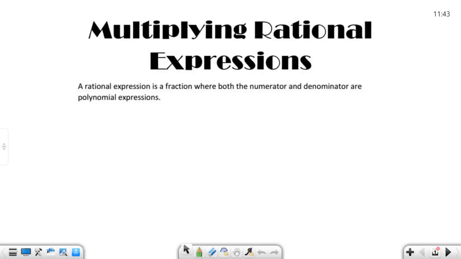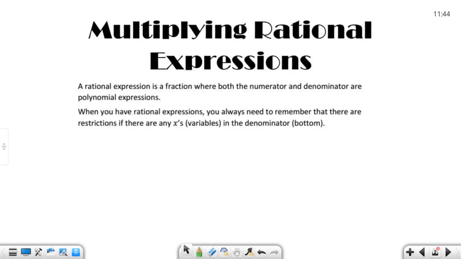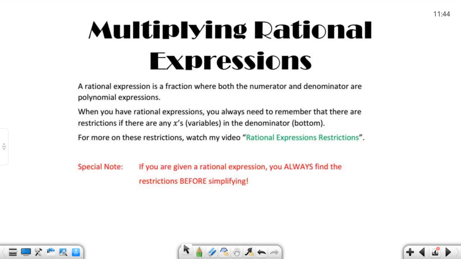Multiplying rational expressions. A rational expression is a fraction where both the numerator and denominator are polynomial expressions. When you have rational expressions, you always need to remember that if you have x's in the denominator, at the bottom, then there are restrictions. For more on these restrictions, watch my video, Rational Expressions Restrictions.